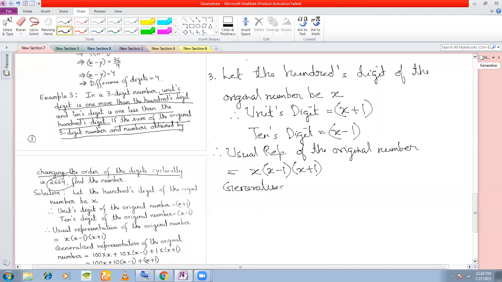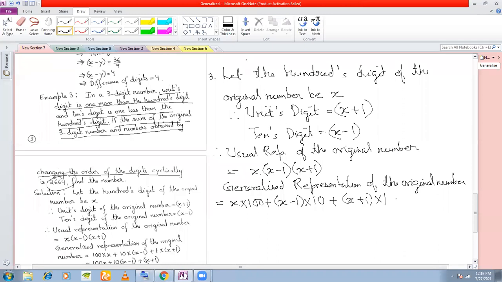The generalized representation of the original number is equal to: x is the hundreds place digit, so we multiply x by 100. x minus 1 is the tens digit, so we multiply x minus 1 by 10. And x plus 1 is the units digit, so we multiply x plus 1 by 1.